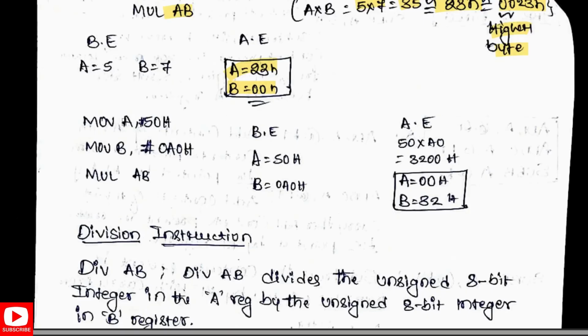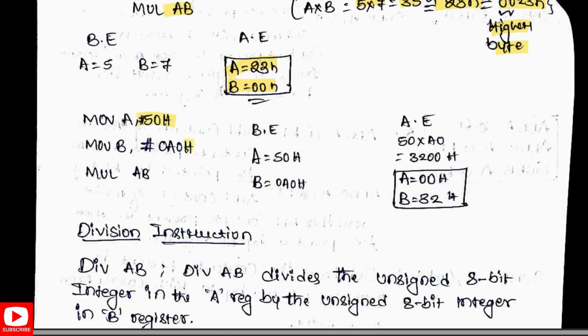Similarly, consider 50H and 0AH. Here you can convert it and multiply it in the calculator, and directly you will get A stored as 00H and B stored as 32H.